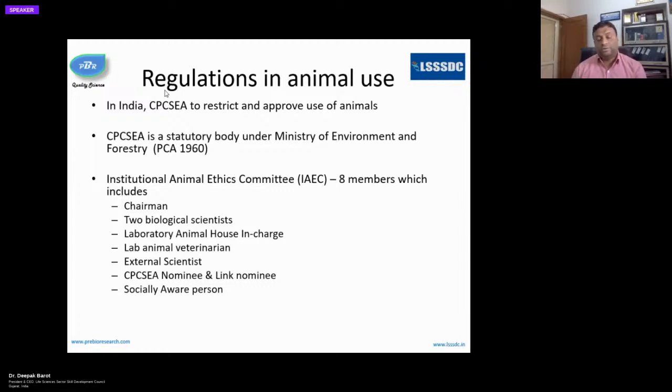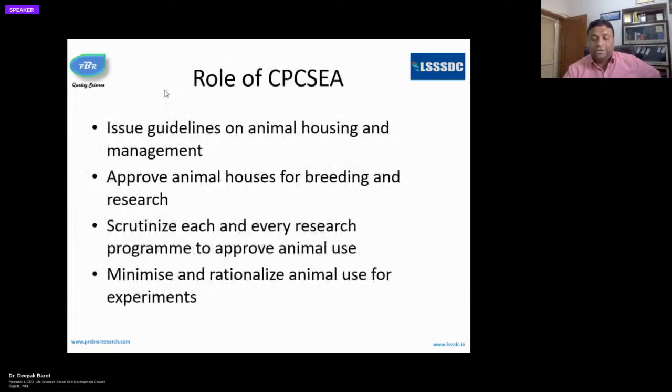So then your protocol would be approved or rejected by the central committee there. For laboratory animals, the institutional animal ethics committee can approve or disapprove the protocol, but for larger animals it has to go to New Delhi to CPCSEA, the committee for large animal research. So what's the role of CPCSEA? To form guidelines for animal housing, management, breeding, construction, animal experimentation and welfare. This is the role of CPCSEA.